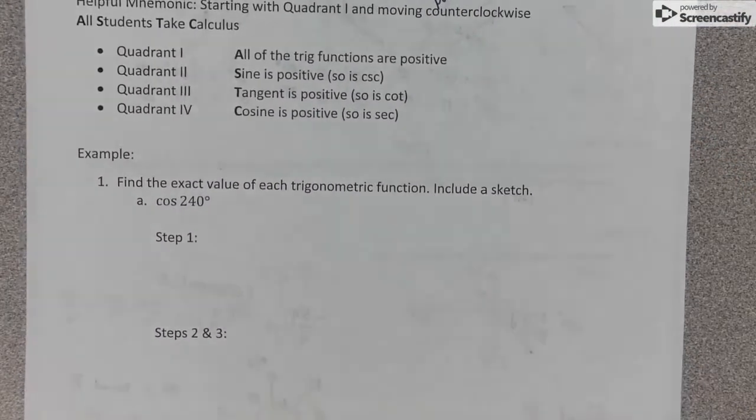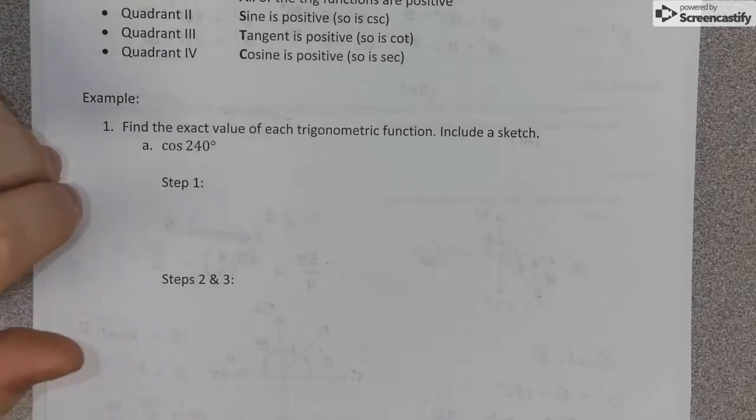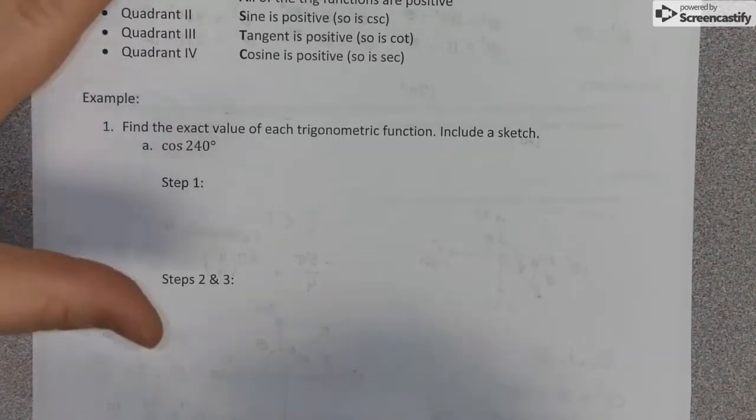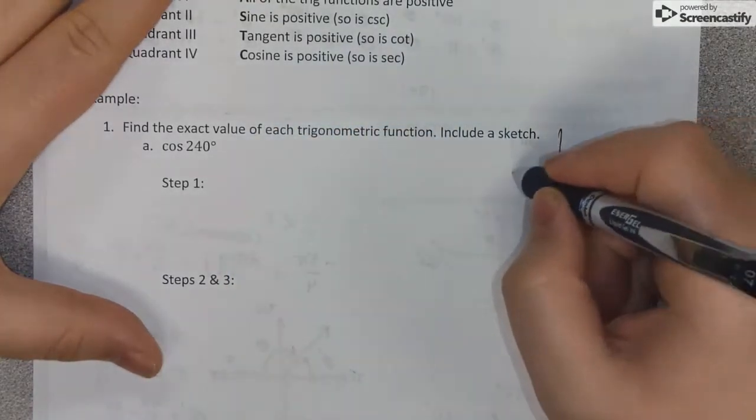So let's look at an example. Find the exact value of each trigonometric function and then include a sketch. So cosine of 240 degrees. So we're going to start with step 1. We're going to find where the terminal side lies. So let's sketch 240 degrees.